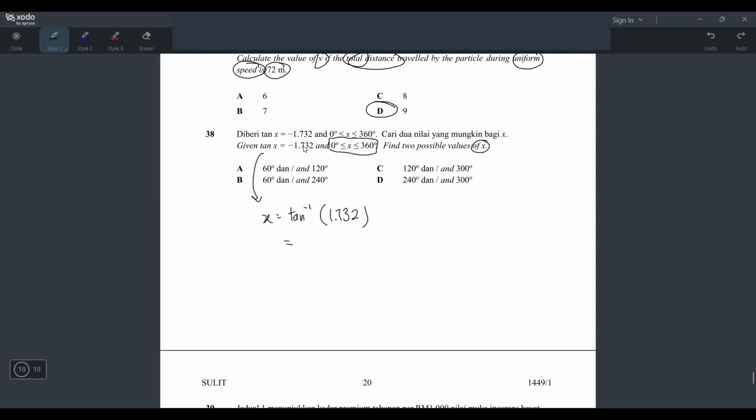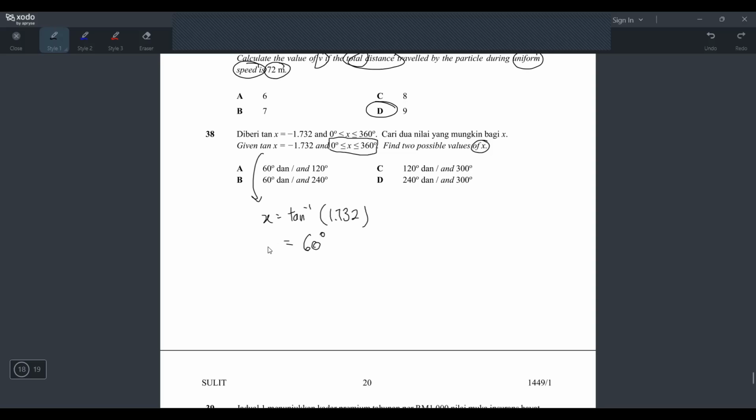I said so many times in class already, the negative only indicates the quadrant. You cannot press the negative; you have to take its value. Okay, so shift tangent 1.732. The calculator gives me 59.999, so 60. You round off and it becomes 60. Okay, so this is 60 degrees.